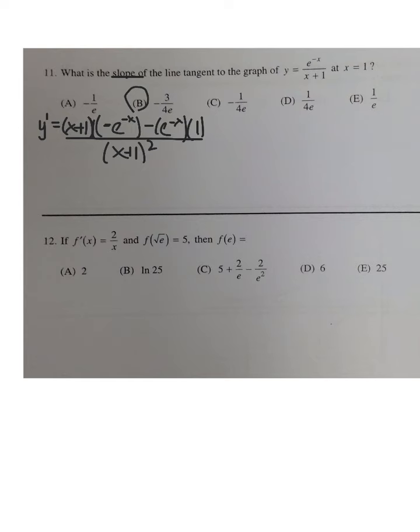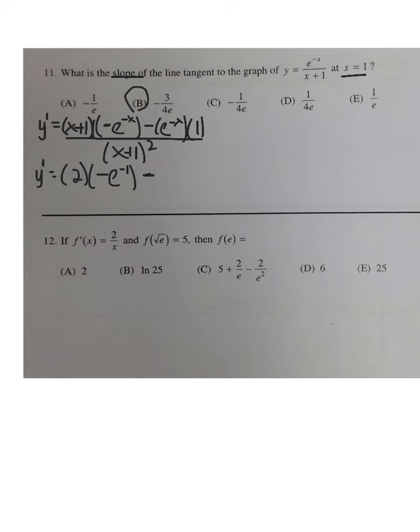Okay, now we're going to be plugging in, no need to simplify right at this moment. I'm just going to plug in 1 because it says that x equals 1. So then my y prime is going to be 1 plus 1, which is going to be 2. And for right now, I'm going to leave this as negative e to the negative first power. I'll deal with that later.